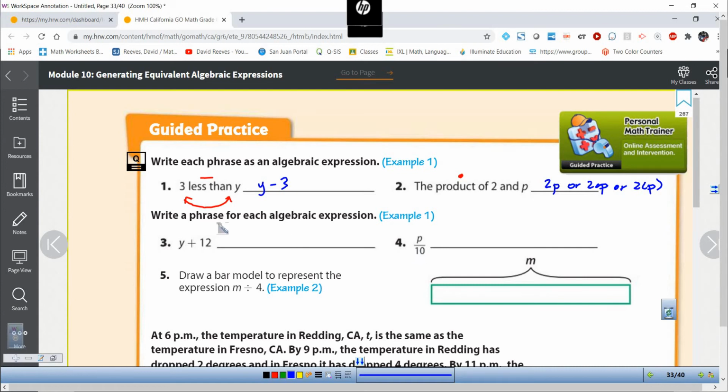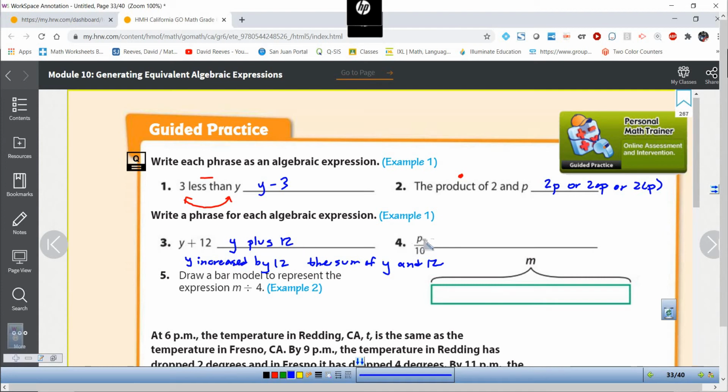All right, write a phrase for each algebraic expression. All right, so what do we have right here? We have a plus. All right, that is addition, y plus 12. So what are some words we can use for addition? Well, we can simply write y plus 12, and that would be okay. We could also say maybe y increased by 12. Or maybe we want to say the sum of y and 12. There's going to be many different ways that we can take an expression and change it to words.